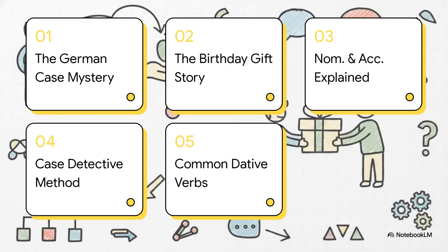Here's our roadmap for this explainer. First, the German case mystery. Second, the birthday gift story. Third, nominative and accusative explained. Fourth, the case detective method. And finally, mastering common dative verbs.